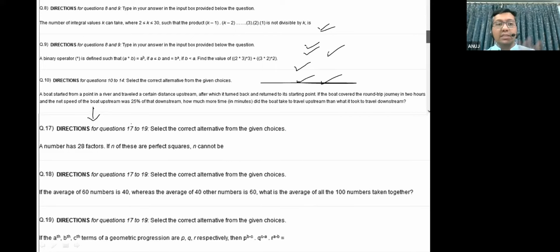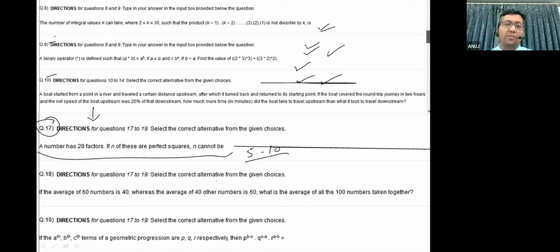As you can see, this is how I would have picked the question. After question number 8, 9, and 10, I would have directly jumped to question number 17. Look at the length of question number 17. In reading this kind of a question, I'll take hardly 5 to 10 seconds, which simply means I am left with almost a minute to 2 in order to solve this particular question.